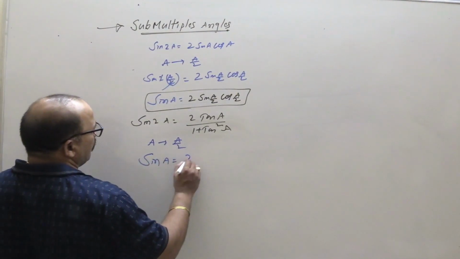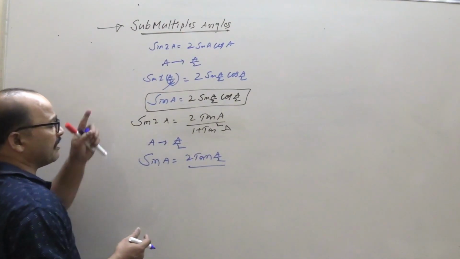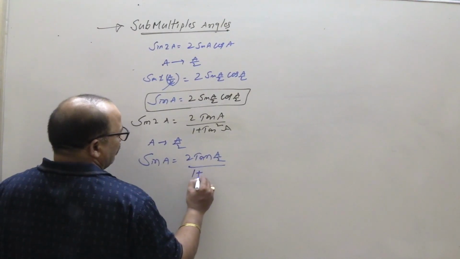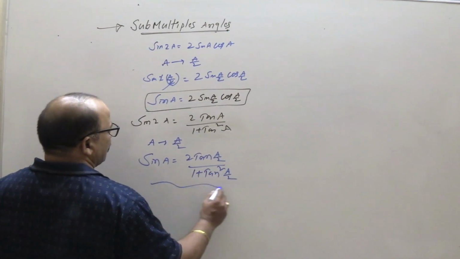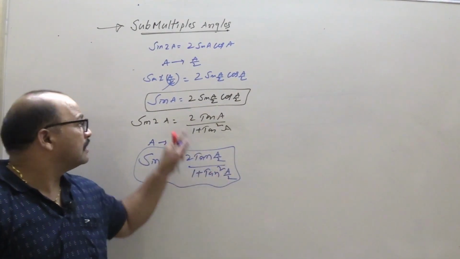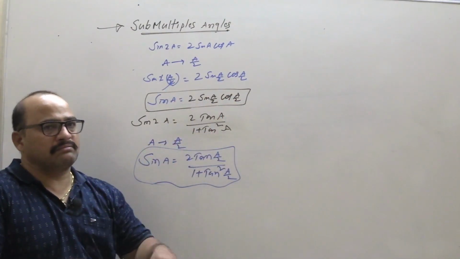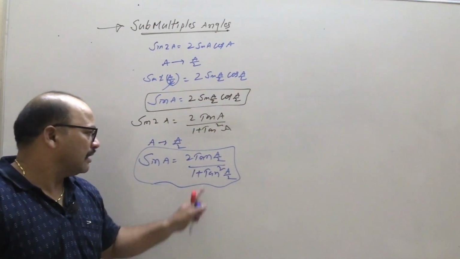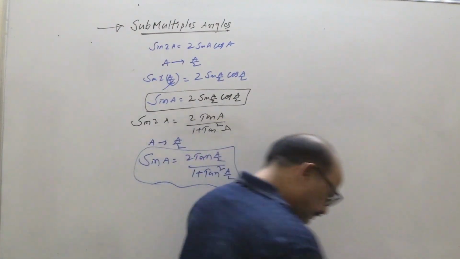Depending on the problem nature, students, you have to choose the formula. The sin A formula is 2 tan A by 2 by 1 plus tan square A by 2. The sin A formula is also 2 sin A by 2 cos A by 2, in terms of sin and cos. Exclusively in terms of tan, this is the formula. Okay, same again, cos.